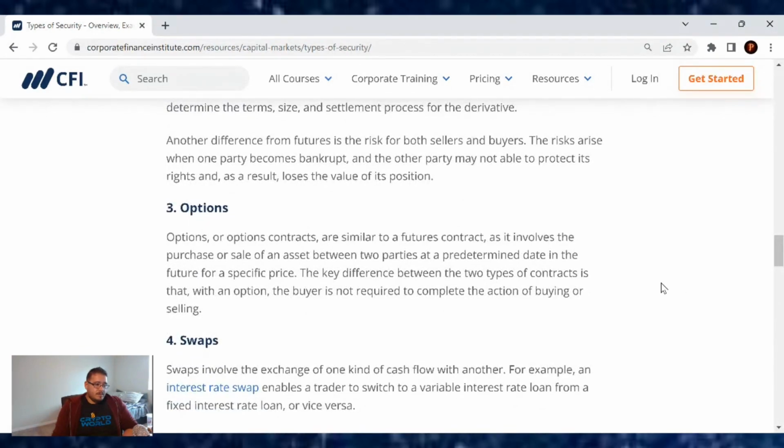Then you also got options, or options contracts. They are similar to futures contracts as it involves the purchase or sale of an asset between two parties at a predetermined date in the future for a specific price. The key difference between the two types of contracts is that with an option, the buyer is not required to complete the action of buying or selling.